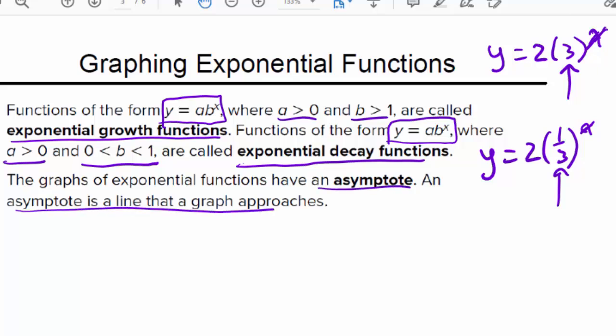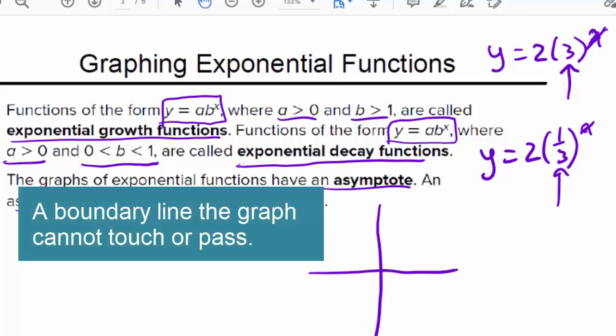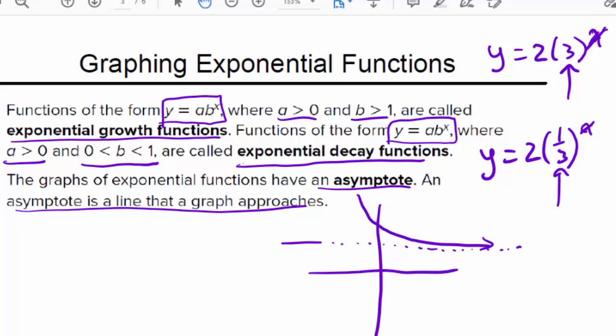The graphs of exponential functions have an asymptote. The asymptote is a line that the graph approaches. So if I have a graph that looks like this, there's a line down here that the graph appears to approach. That line that's created here is called the asymptote. In most of our equations, that asymptote is actually going to end up being the x-axis down here.